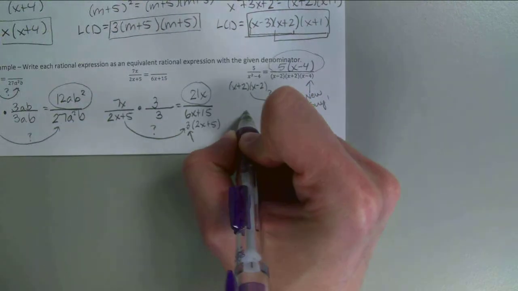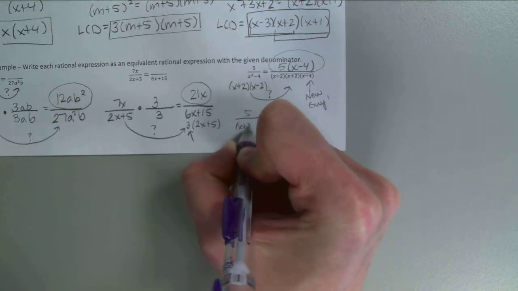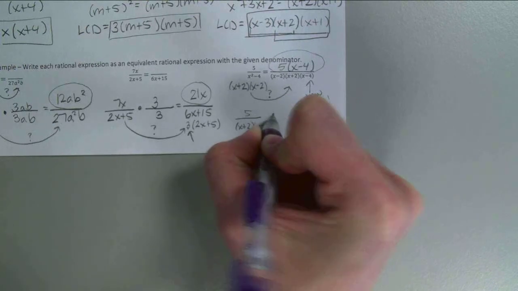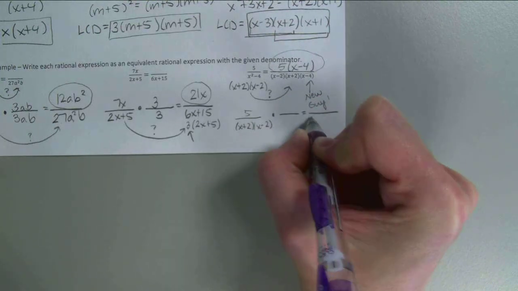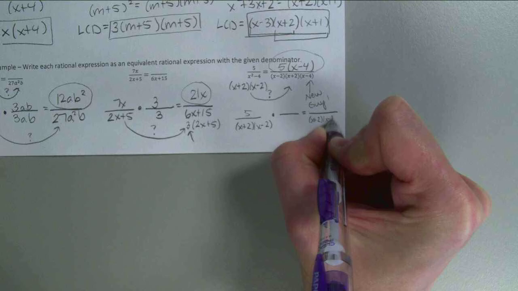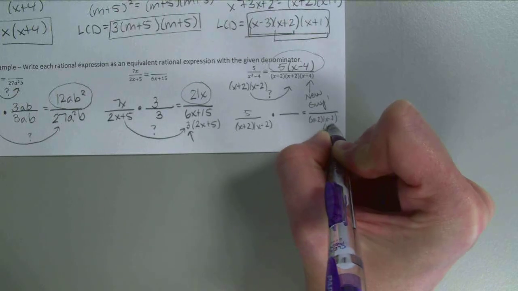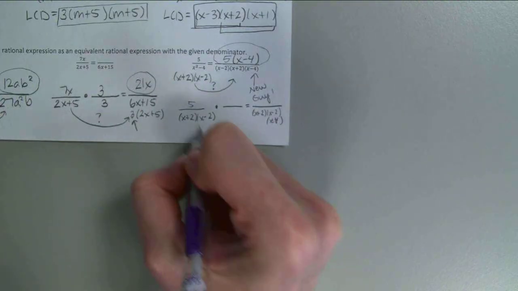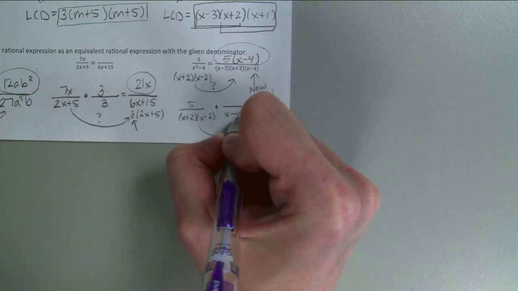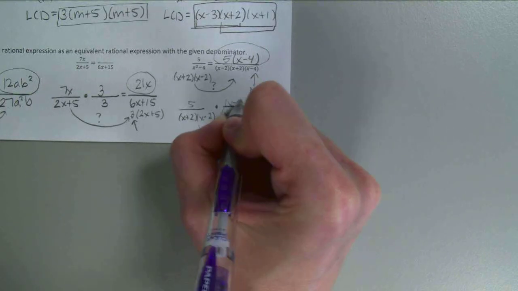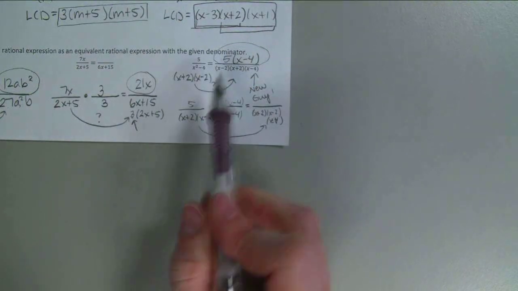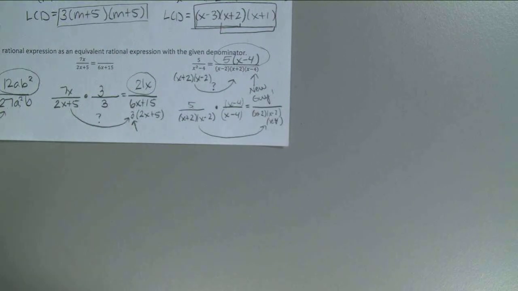So this is 5 over x plus 2 times x minus 2, kind of doing what we were doing, right? Equals this new denominator, x plus 2, x minus 2, x minus 4. I have no room. Okay, so who was the new guy? X minus 4, but if we did that on the bottom, we have to make sure we do it on the top. Right? And then you just multiply straight across, 5 times x minus 4. Okay.